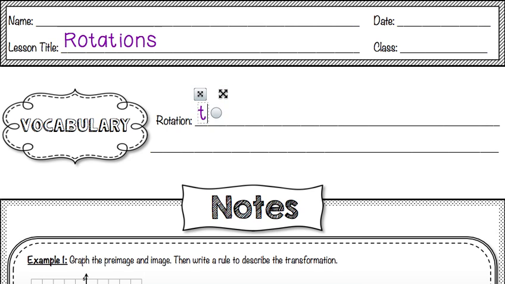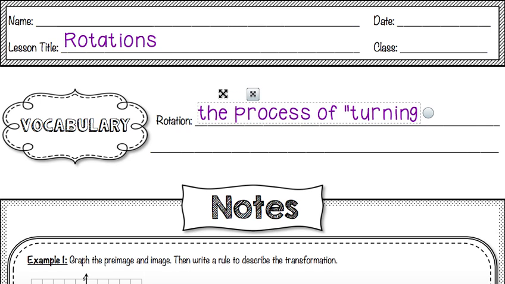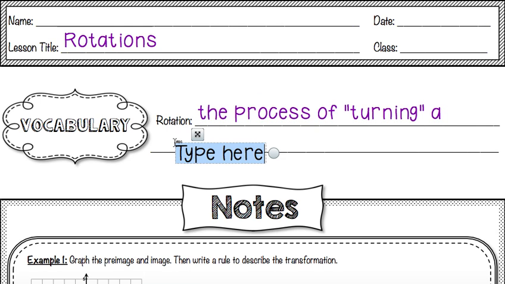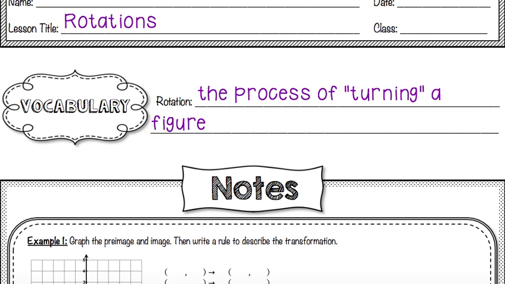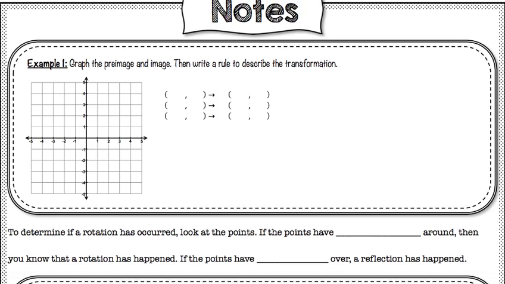A rotation is the process of turning a figure, which is different from a translation. It's different from a reflection. A translation, remember, is when you slide a figure, and a reflection is when you flip a figure. Let's start with an example. So we'll start with example 1.